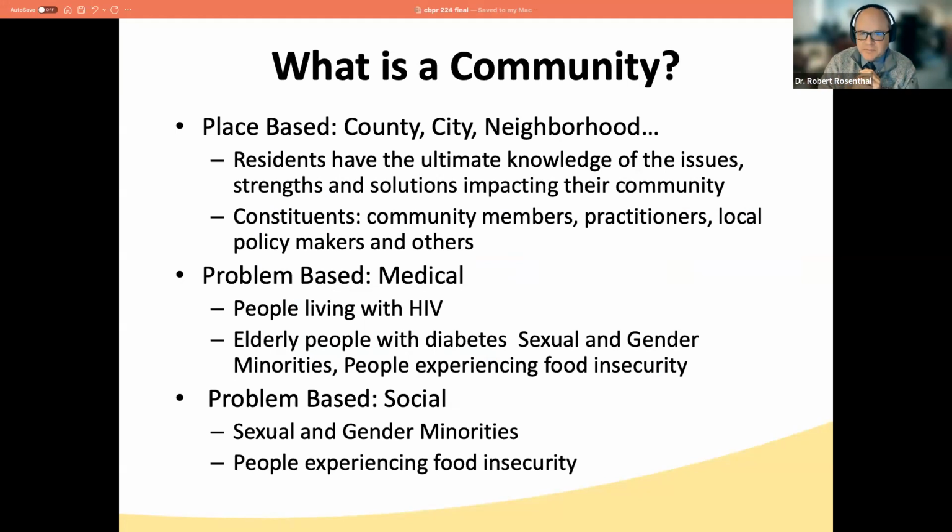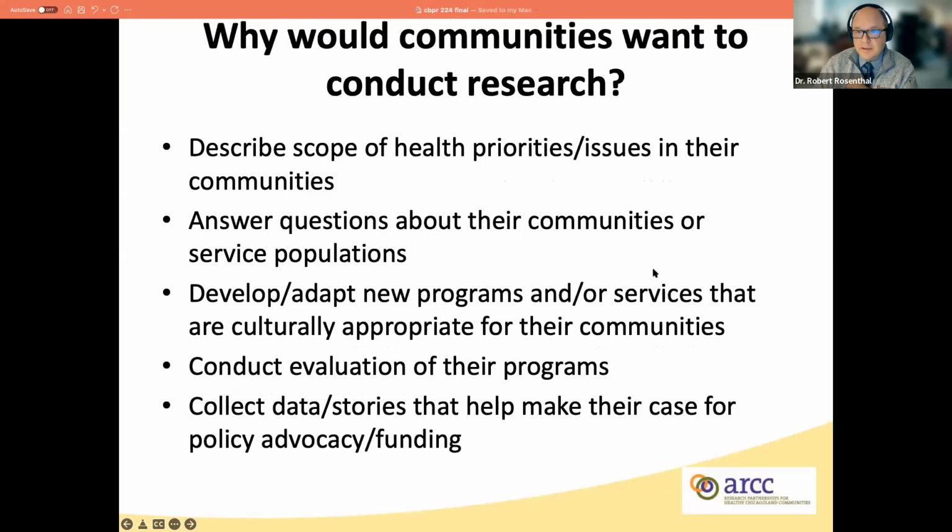The community varies. These could be problem-based. This could be medical, for example. It does not need to be medical, but for example, people living with HIV, elderly people with diabetes, sexual and gender minorities, people experiencing food insecurity. All these things are legitimate communities and don't have to be defined by geographic basis. Or they could be social. They could be sexual and gender minorities, people experiencing food insecurity, or many other conditions that you can imagine. But the first step, I think, before you do any of this is to define what your community is before you start planning.